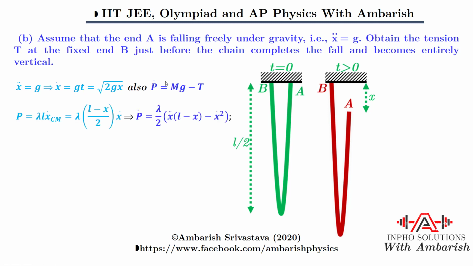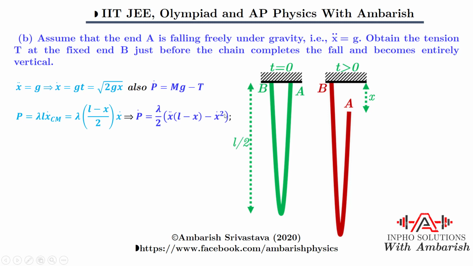And we had found P in the previous part. We had found this result: P is equal to lambda L x dot cm, and lambda times (L minus x) by 2 times x dot, that we had just shown you, and you recall this from the previous slide. So this is the momentum. Now what is P dot, the rate of change of momentum? You just differentiate this with respect to time, you get lambda by 2 times (x double dot (L minus x) minus x dot square).